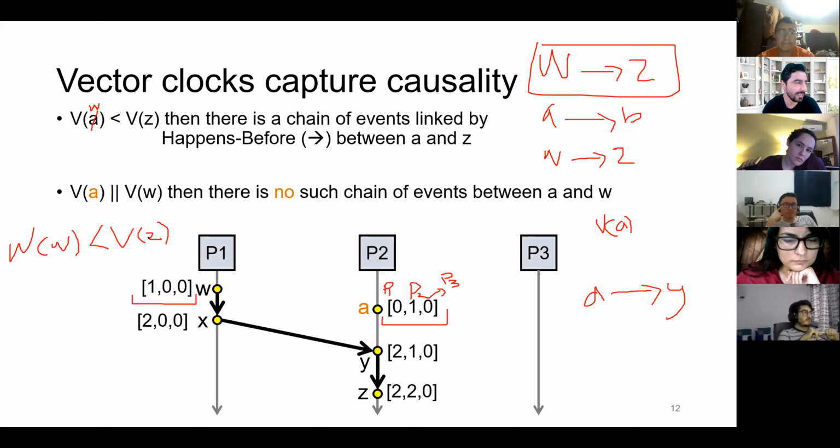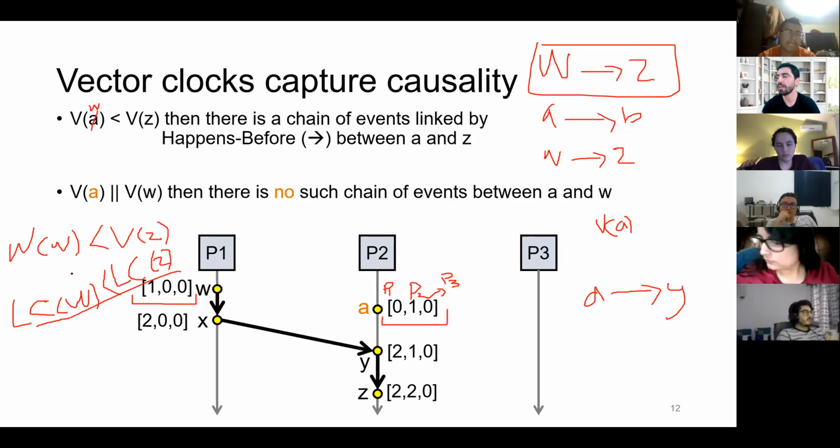In Lamport clock, if I put LC, Lamport clock of W, is smaller than Lamport clock of Z, I cannot conclude anything from this. Because they can be concurrent, or W can happen before Z, but I don't know that.